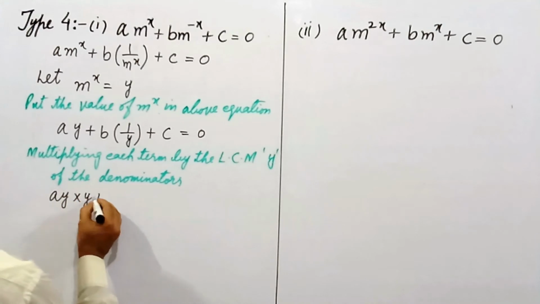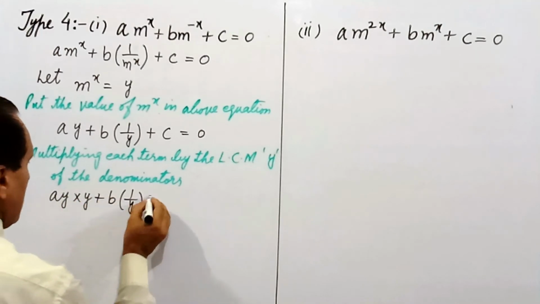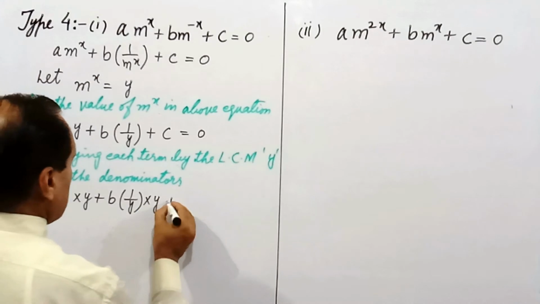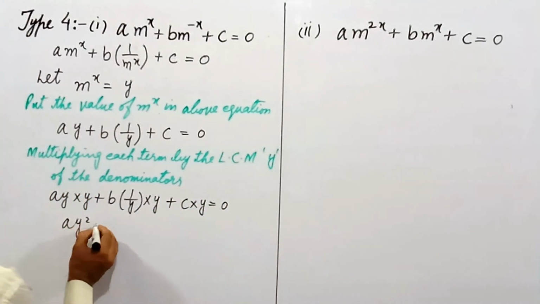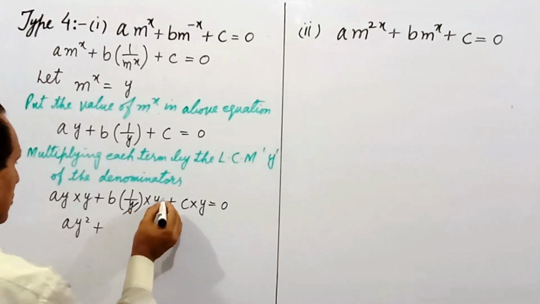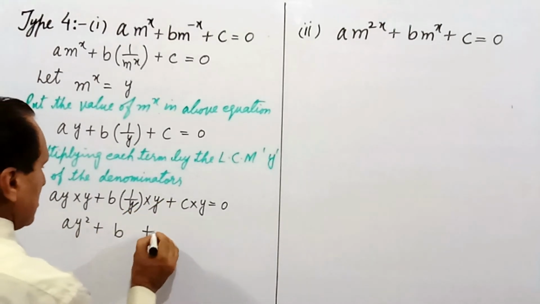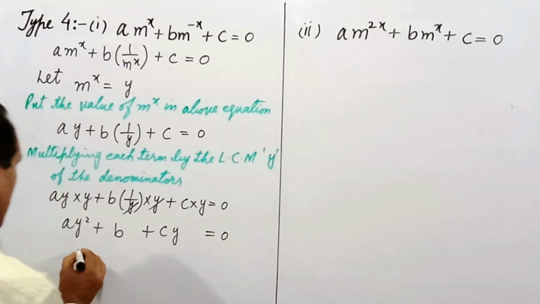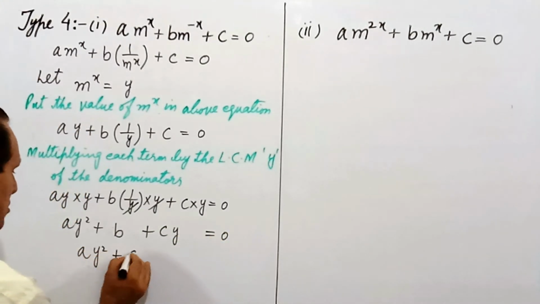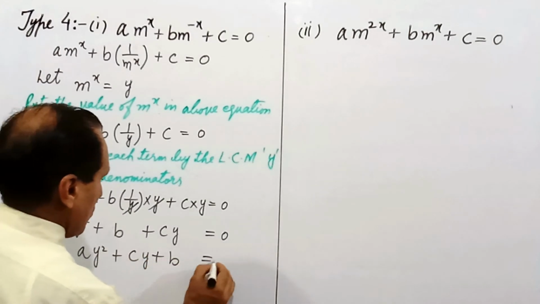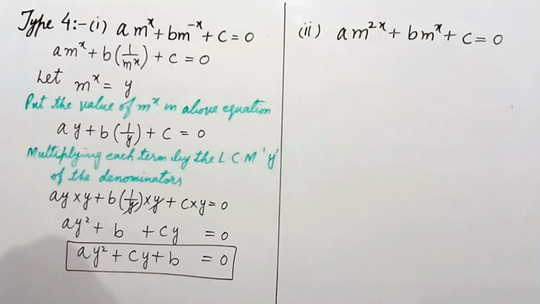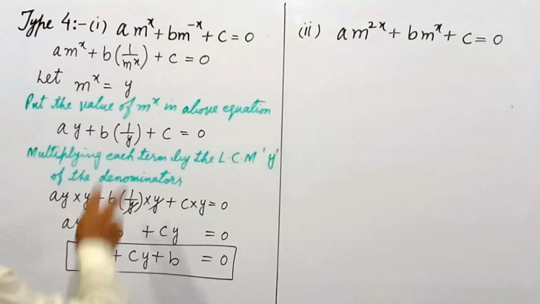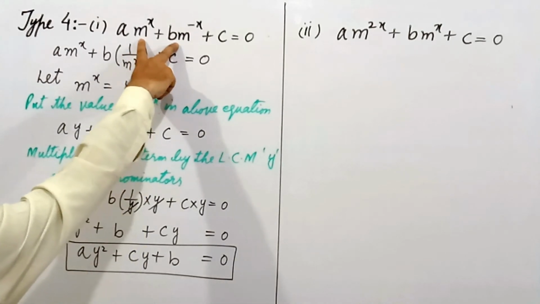a y into y plus b into 1 over y into y plus c into y is equal to 0. We have a y square plus y is cancelled to y. We have b plus cy is equal to 0. So a y square plus cy plus b is equal to 0. That is the simplified quadratic form, which is actually obtained by reducing this kind of equation of type 4.